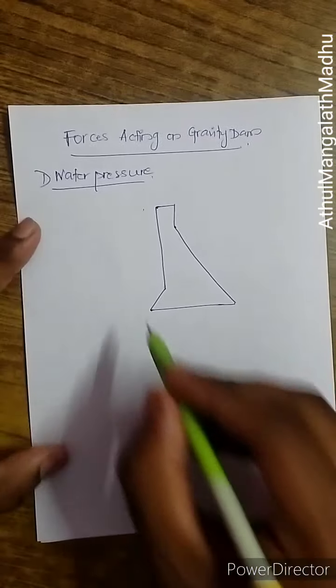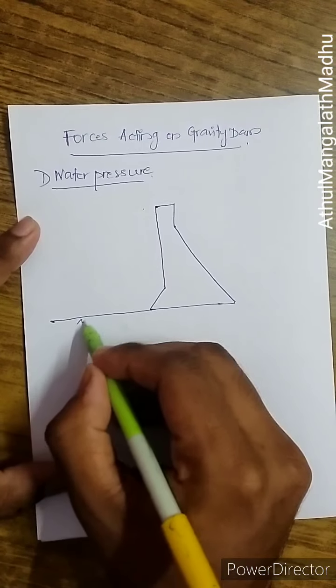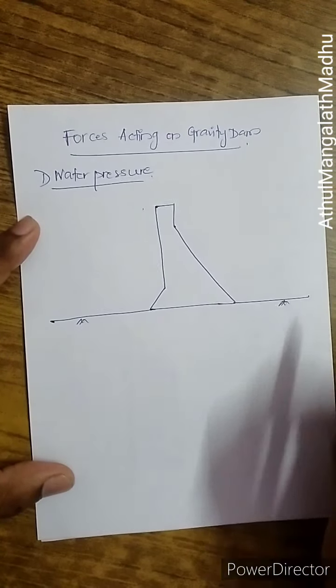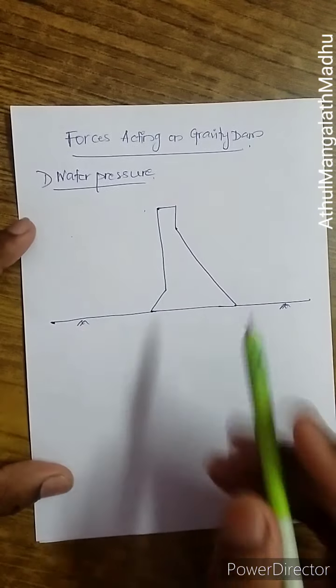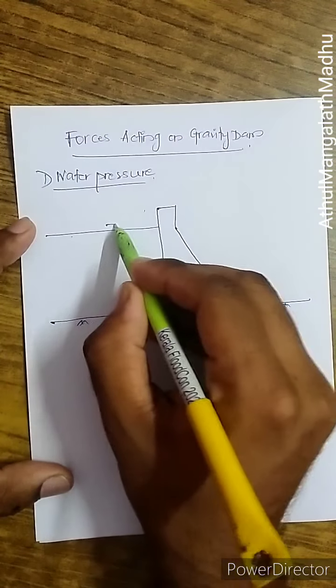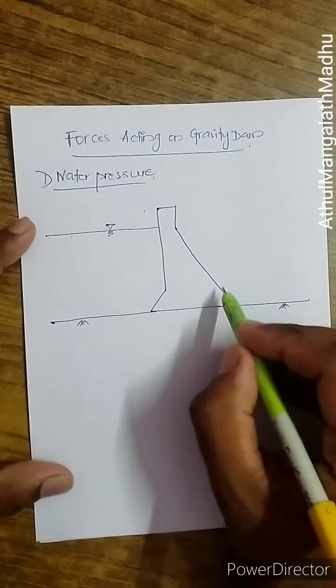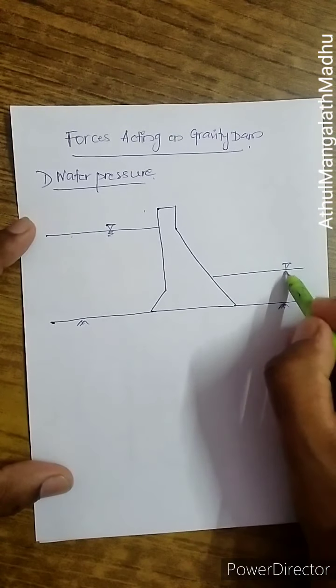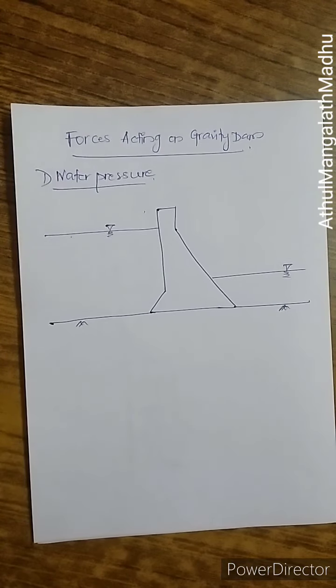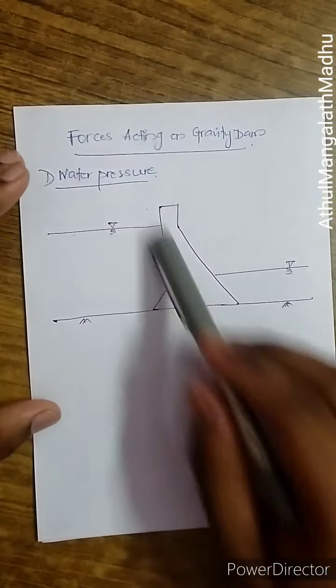So this is the cross section of a gravity dam. This is the ground level, and this is the upstream, this is the downstream. So we'll be having upstream water maybe up to this height. We'll be having downstream water up to this height. Now I need to find the pressure that is acting on this side.